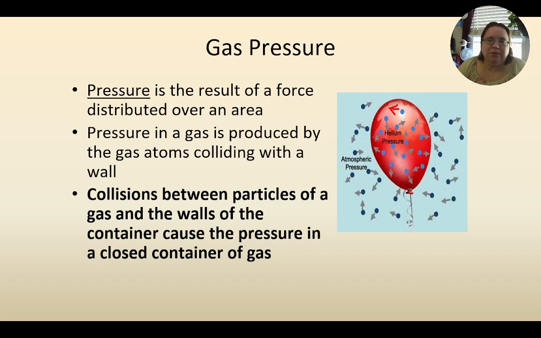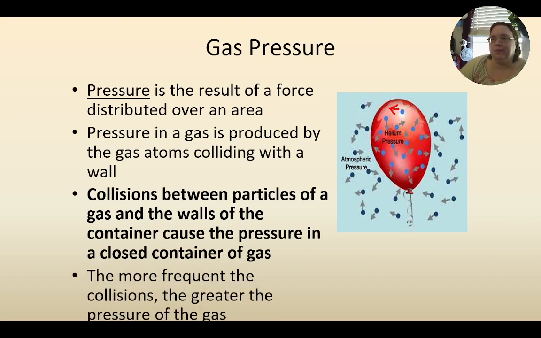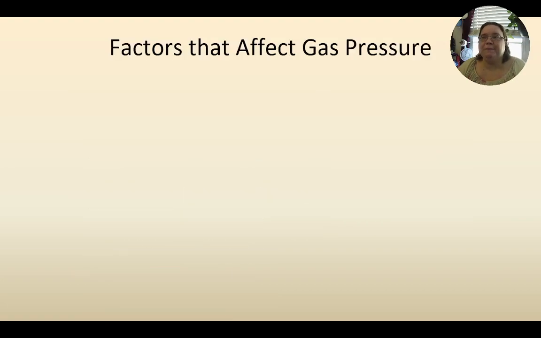Now, the collisions between the particles of gas and the walls of the container cause the pressure in a closed system of the gas. We can do other things within that closed system to change the temperature or change the volume of the gas. But the pressure that we are detecting is due to how many collisions those particles have with the wall of the container. The more frequent the collisions, the greater the pressure of the gas. So the more they collide with the wall of the container, the higher the pressure is going to be.